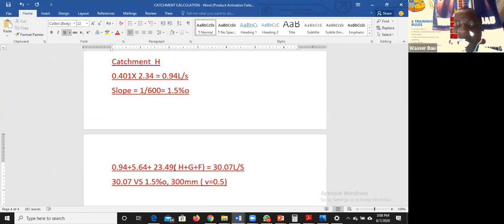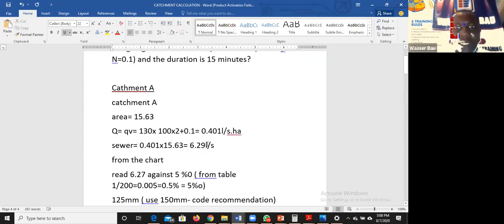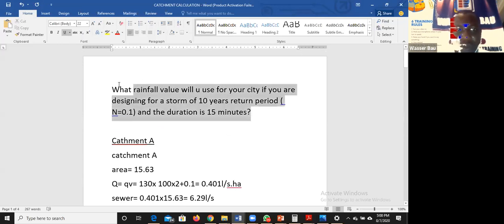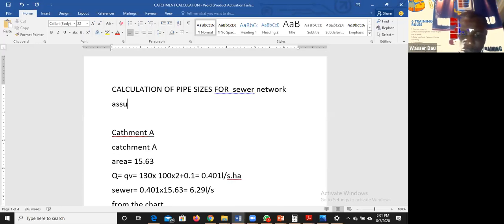So you see how this is how to design a sewer network. So I will likely save this. I'm going to save this now and send it to us. So this is like sewer calculation of pipe size for a sewer network. And let's say some assumptions. Okay, let's put up assumptions.